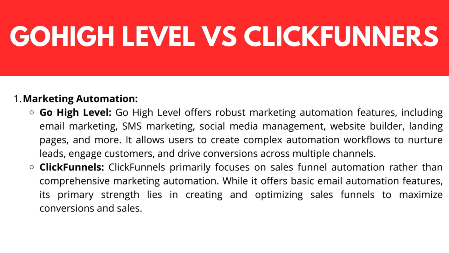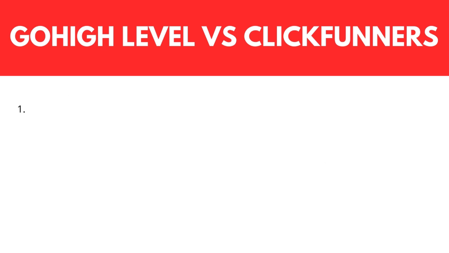ClickFunnels, on the other hand, is primarily focused on sales funnel automation rather than comprehensive marketing automation. While it offers basic email automation features, its primary strength lies in creating and optimizing sales funnels to maximize conversions and sales. Okay, CRM capabilities.